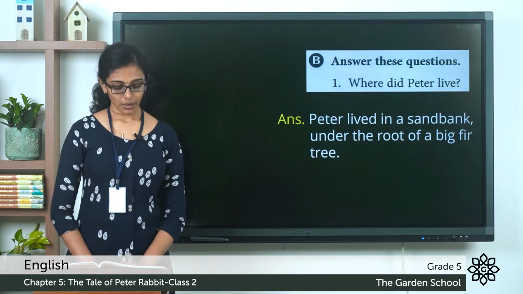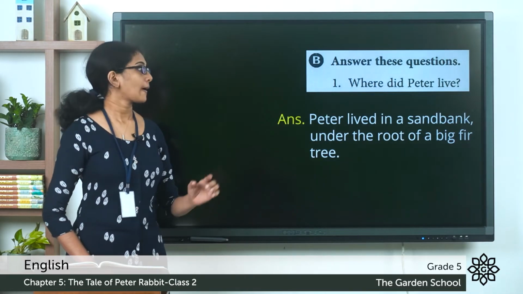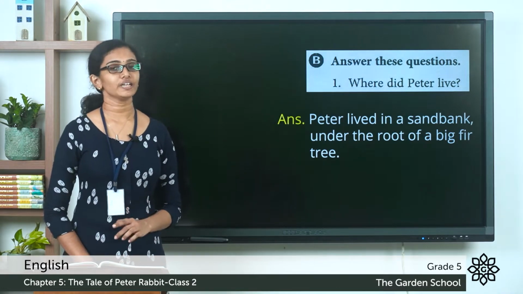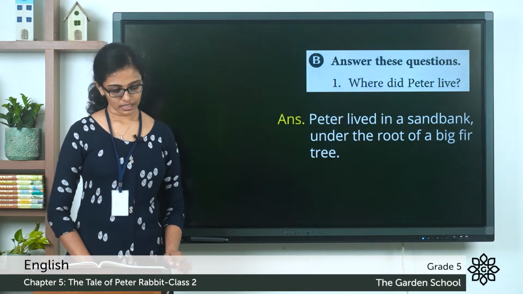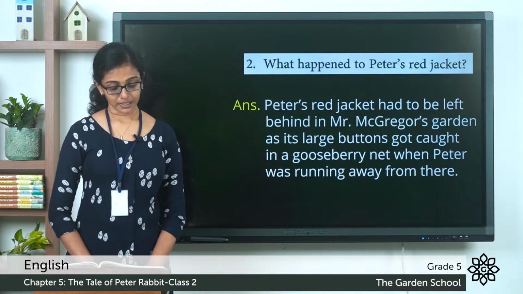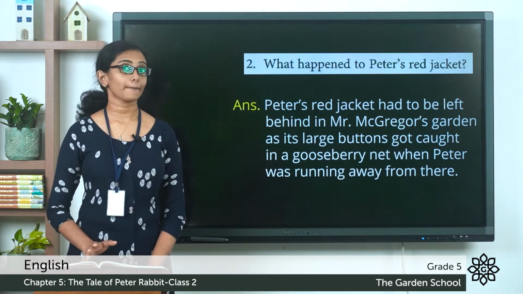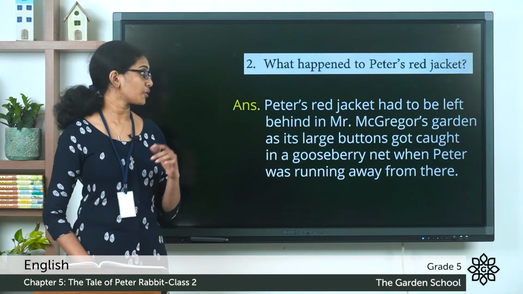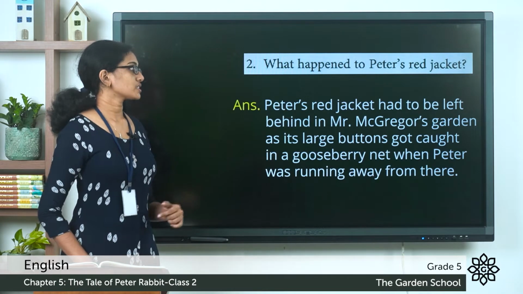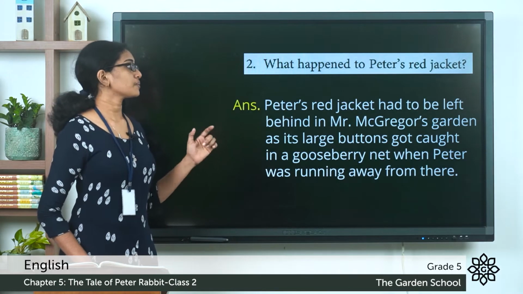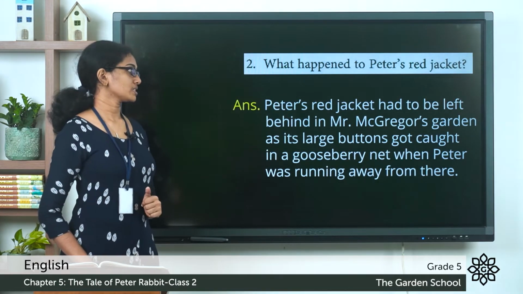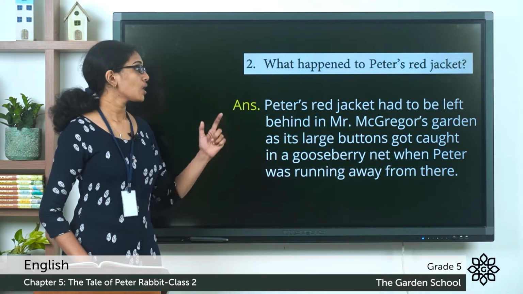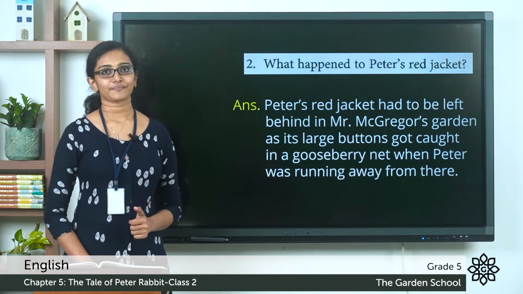Question number 1. Where did Peter live? Peter lived in a sandbag under the root of a big fig tree. And question number 2. What happened to Peter's red jacket? What happened? The buttons of the red jacket got caught on the gooseberry net, right? So how do you write that answer? Peter's red jacket had to be left behind in Mr. McGregor's garden as its large buttons got caught in a gooseberry net when Peter was running away from them.